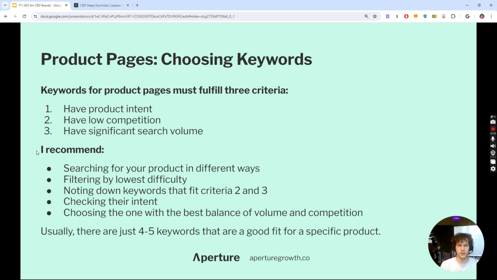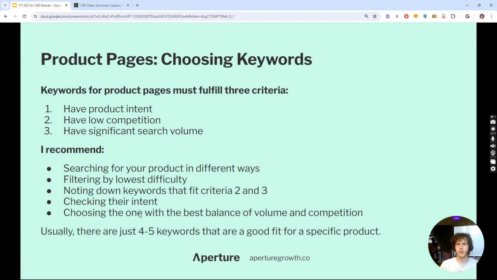So to research keywords, number one, search for your product in different ways in your tool. Number two, filter by which keywords are the easiest to rank for. Number three, note down keywords that fit these two criteria. Number four, check the search intent behind those keywords to make sure that they really are related to your product and not to something else. And then number five, choose the keyword that has the best balance of volume, opportunity, and competition.